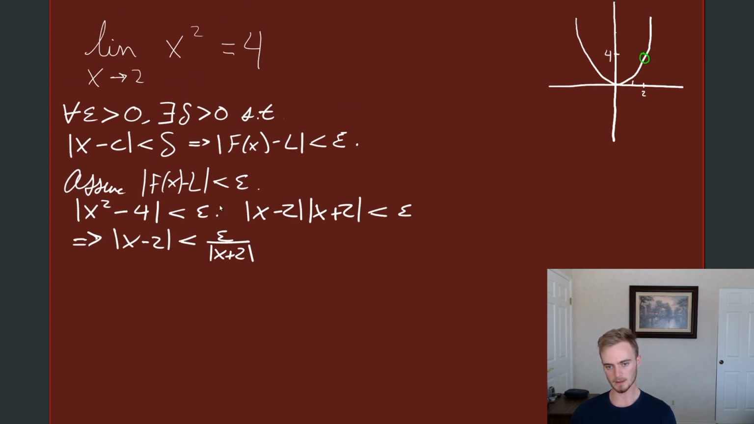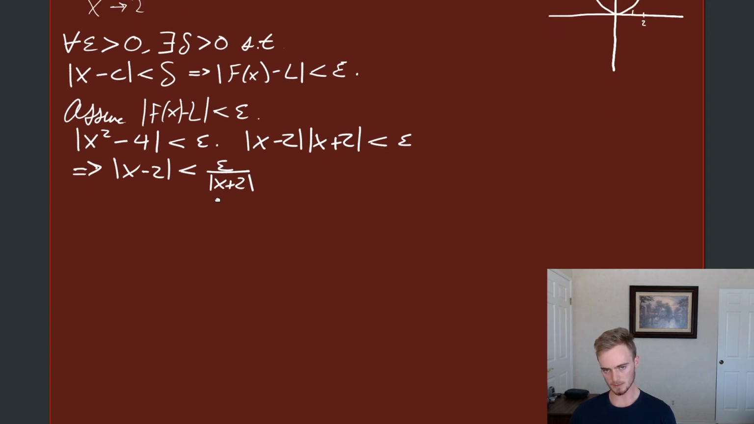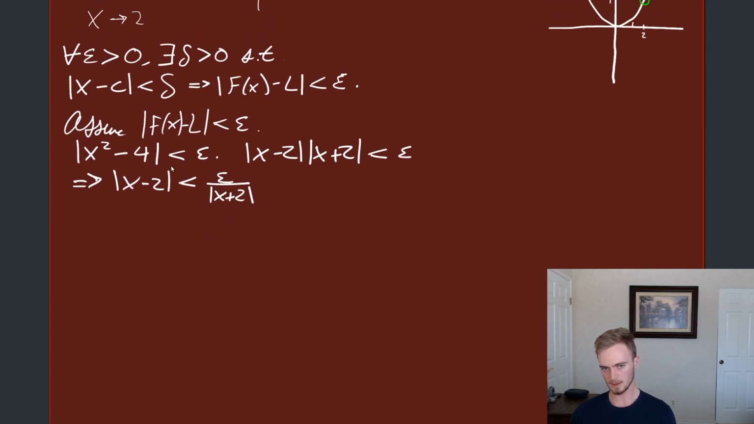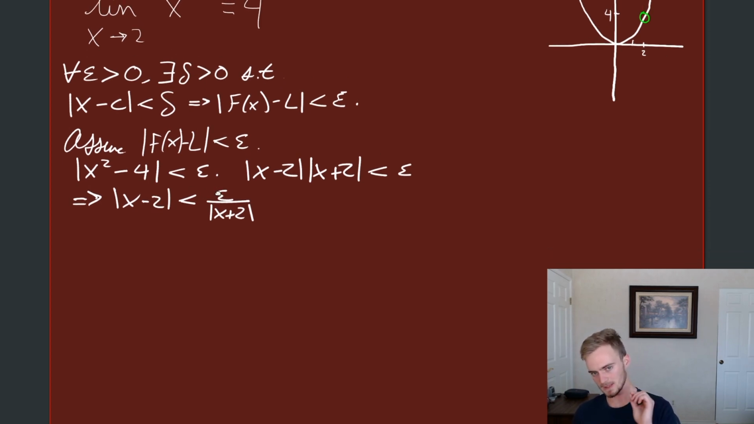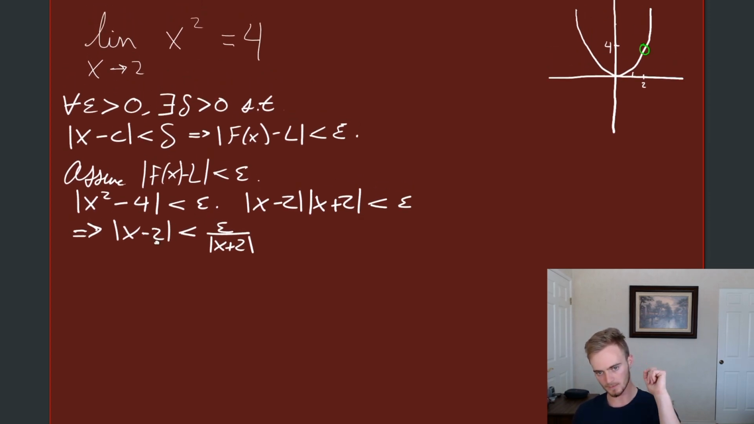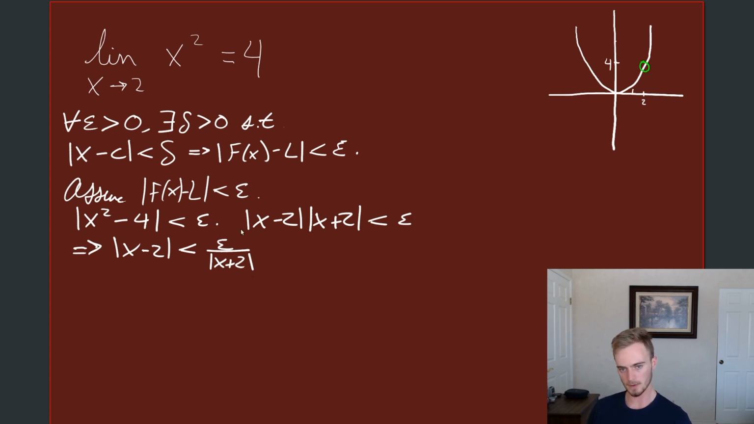We've got delta here in terms of x. We don't want delta in terms of x, because then we have x in terms of x, and it's not good. We need delta in terms of epsilon. But if we get x in terms of x, it doesn't work, okay? It breaks down.